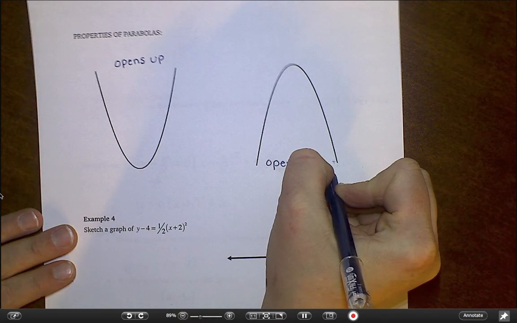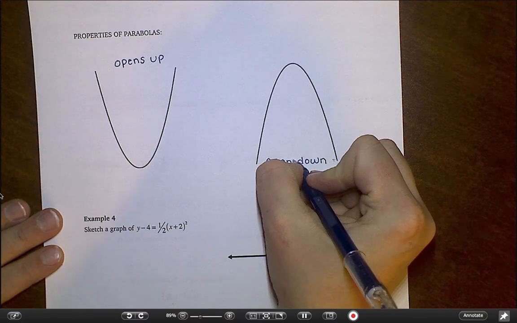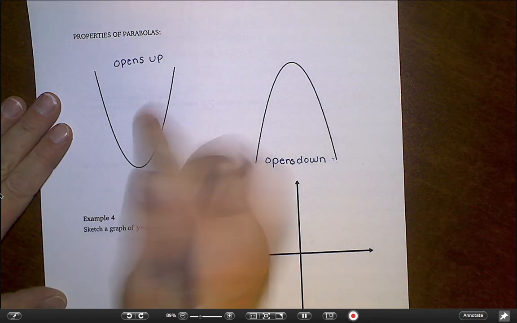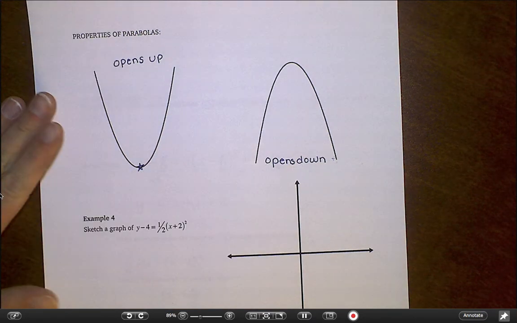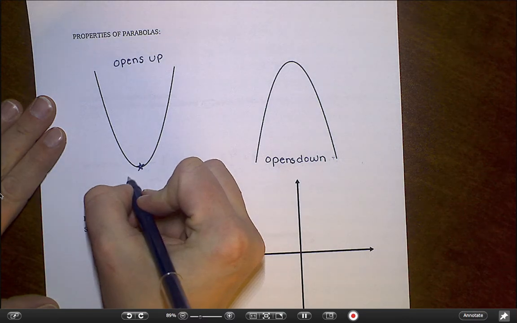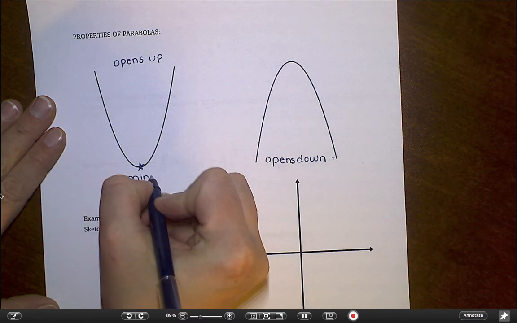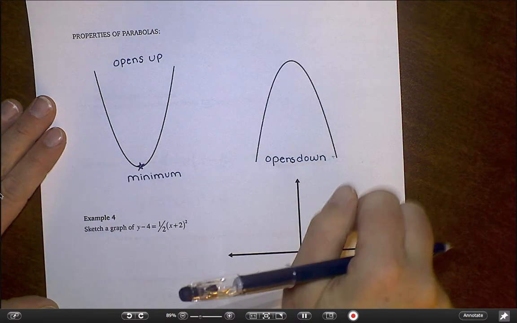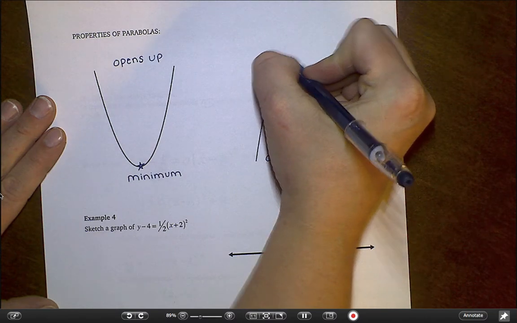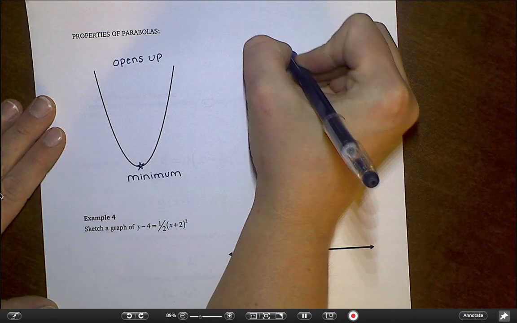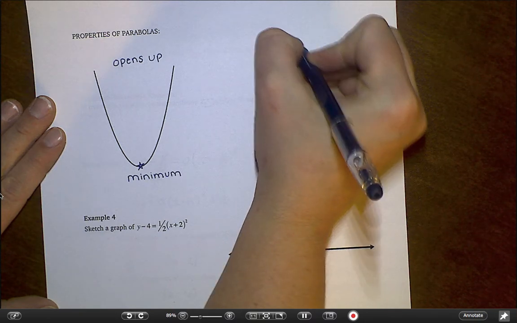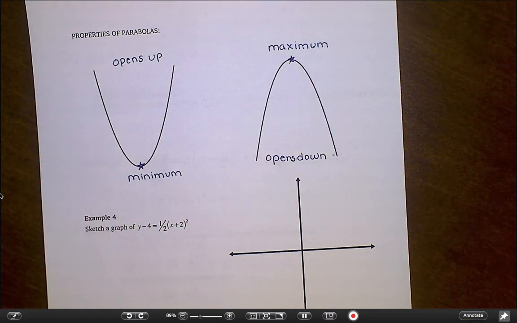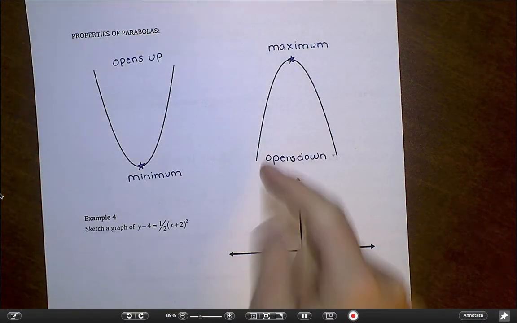What is important to understand is that when a parabola faces up, its vertex is down at the bottom, and so we call that a minimum point. And when a parabola faces down, the vertex is at the top, so we call that a maximum point. Sometimes I'm going to hand you an equation and ask, does this thing have a minimum or a maximum?